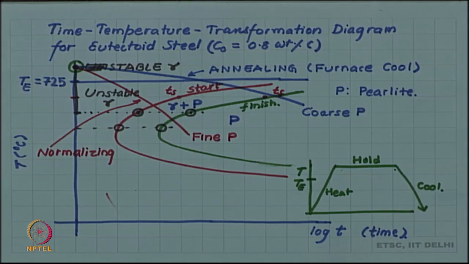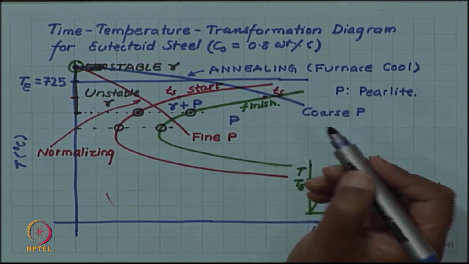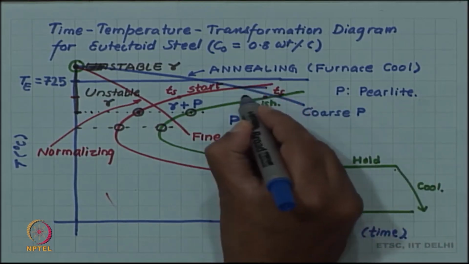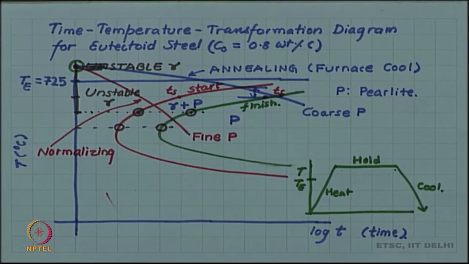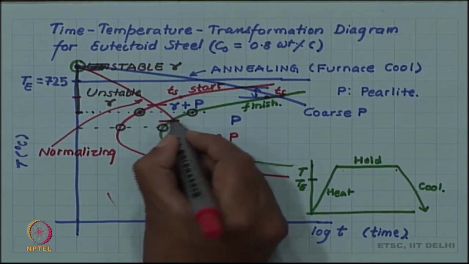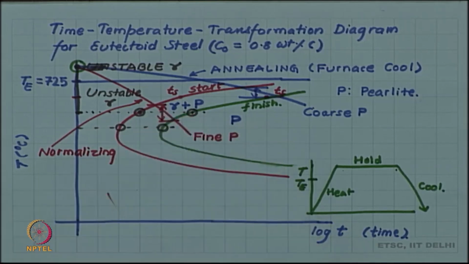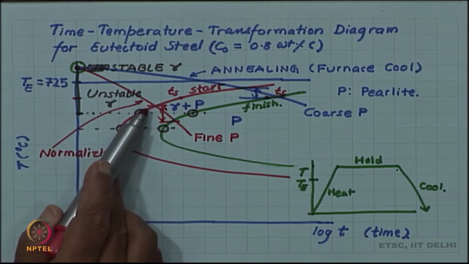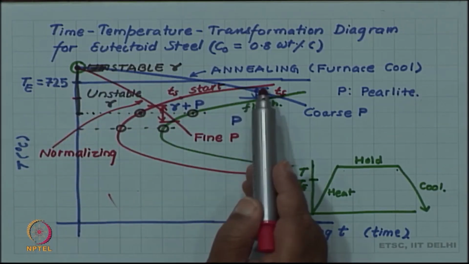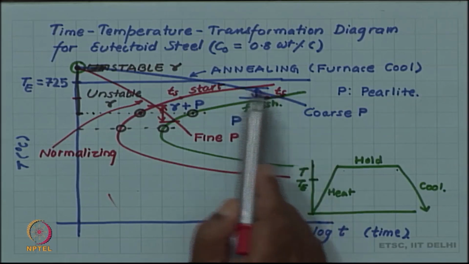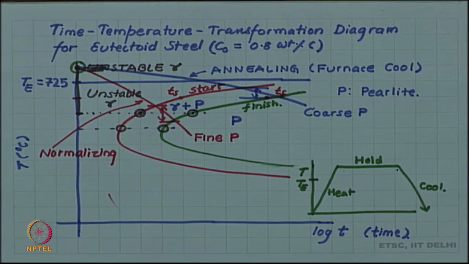Now, this coarseness and fineness can be understood in terms of the range of transformation temperature. If you look at annealing and if you look at the transformation temperature, you can see that the transformation temperature range is higher as compared to normalizing. So, since you are cooling faster, you hit the start curve at a lower temperature. So, the transformation starts at a lower temperature and finishes at a lower temperature. When you are cooling slowly, you hit the C curve at a higher temperature. So, transformation starts at higher temperature and finishes at higher temperature.